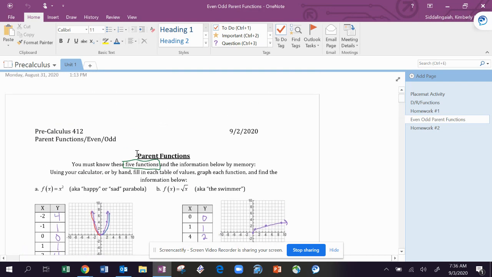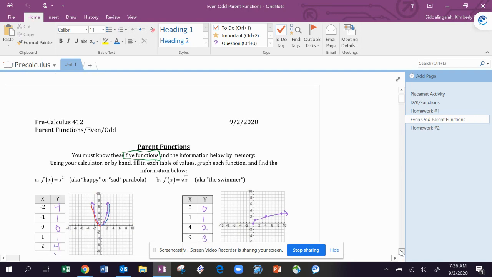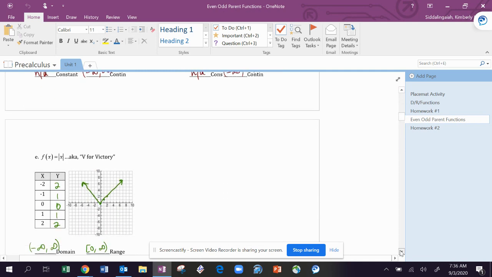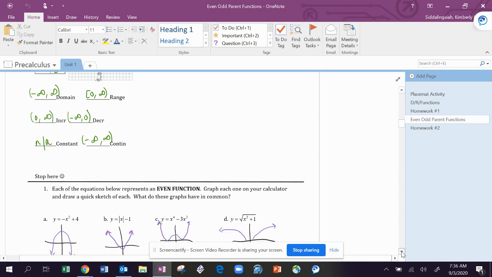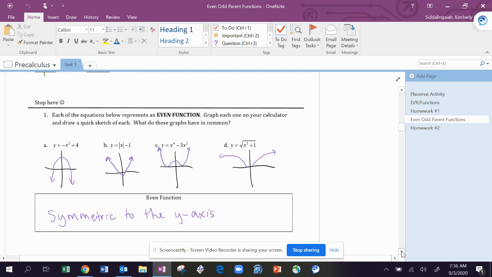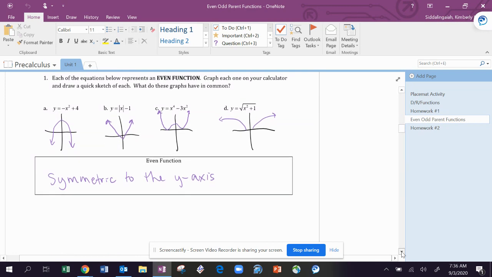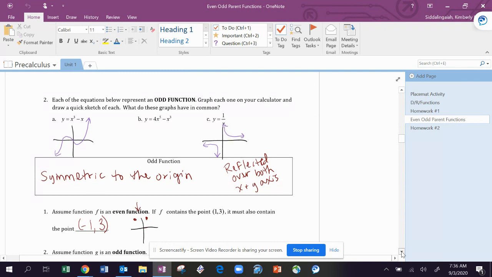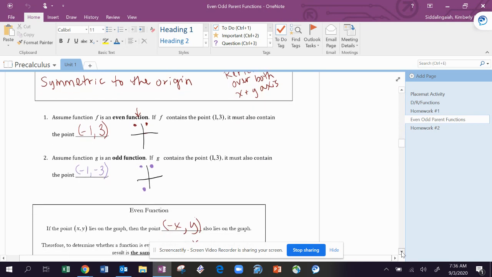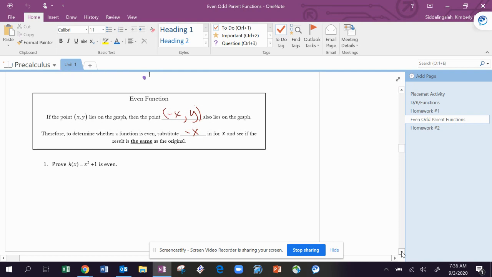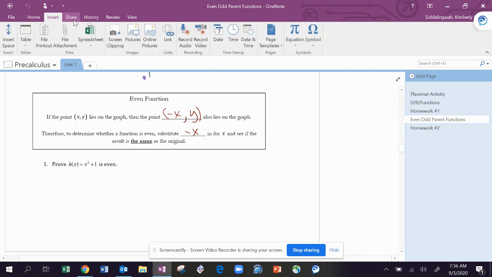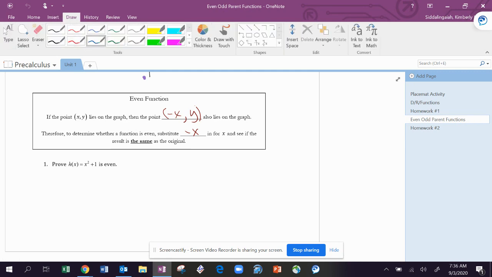So here we go. I'm going to finish the note sheet from yesterday, so this should look familiar. This was all the stuff we did in class, the parent functions. If you're having trouble with increasing, decreasing, constant, and continuous, go back to my video from earlier this week, and that should help. So we did together in class even functions and odd functions. We did that very, very quickly at the end of class. And then I had you write down some stuff about even and odd. So let me explain this box a little bit more before we go further.